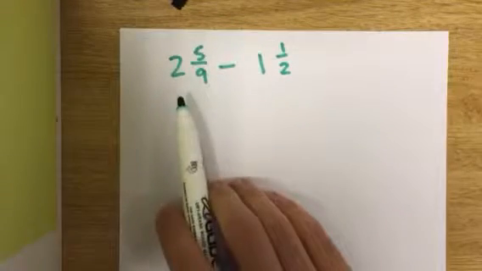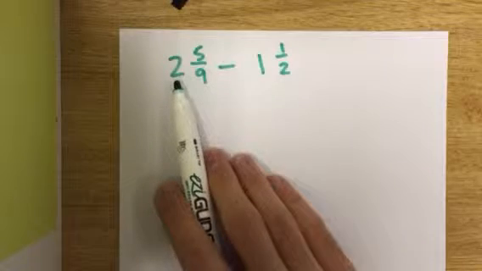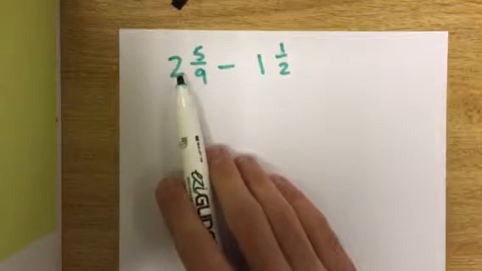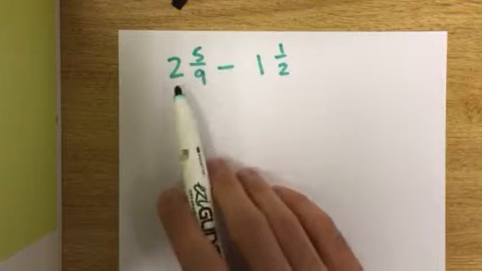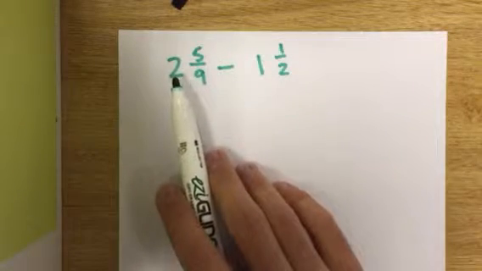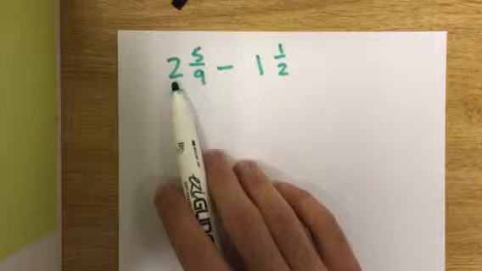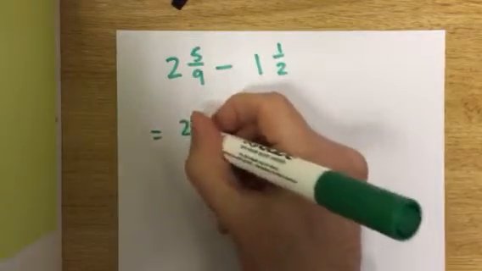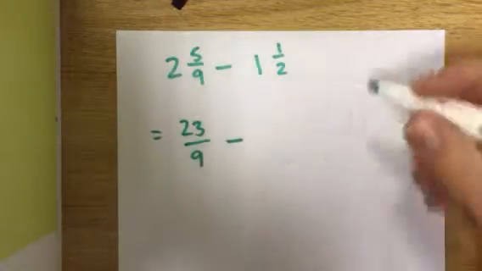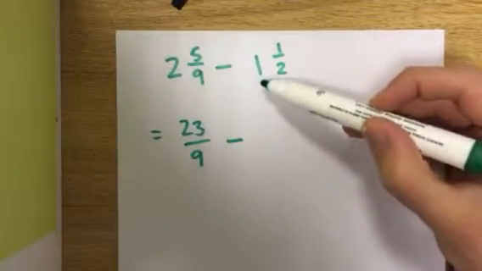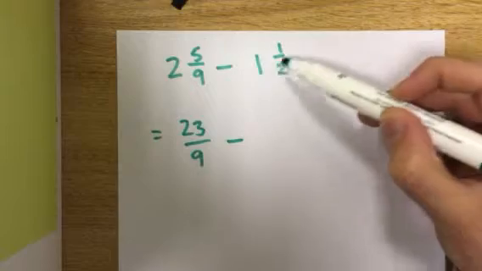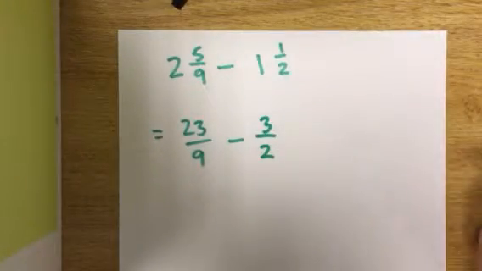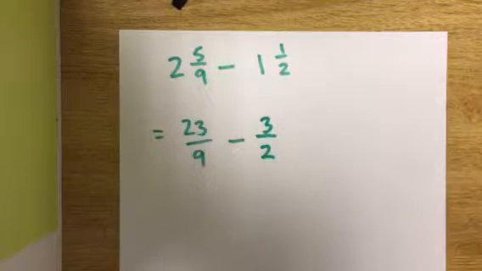Now, with this harder question, I need to first convert this to a fraction. So in 1 whole 1, I'll have 9/9. So in 2 whole 1s, I'll have 18/9. So that's 18/9. Add another 5, so that's 23/9. And then over here, there are 2 halves in 1 whole. Add on this extra half, so that's minus 3 halves. And now the question looks like the previous ones.